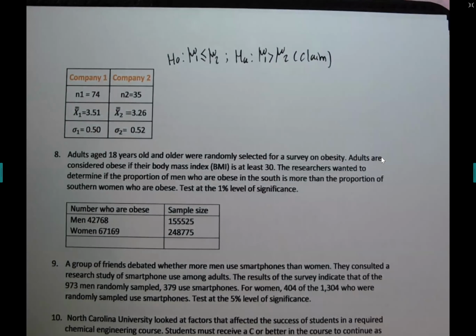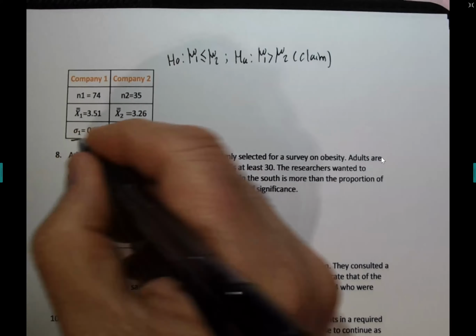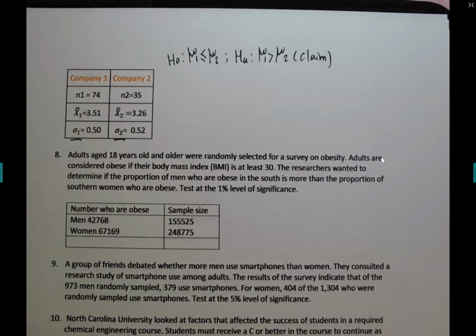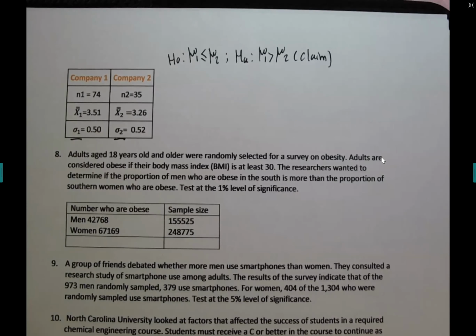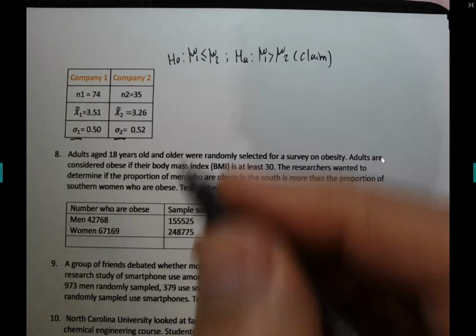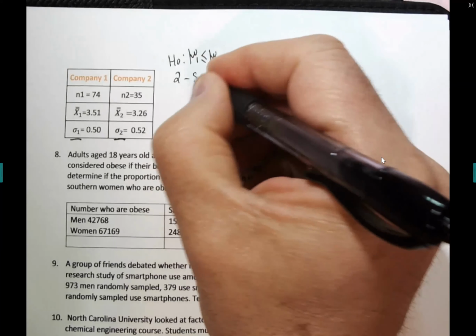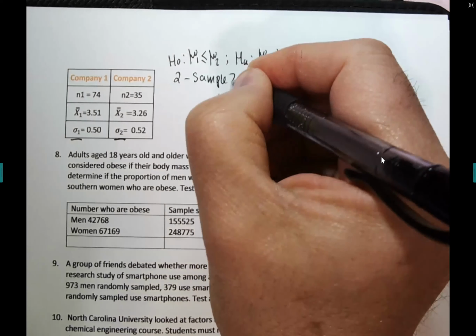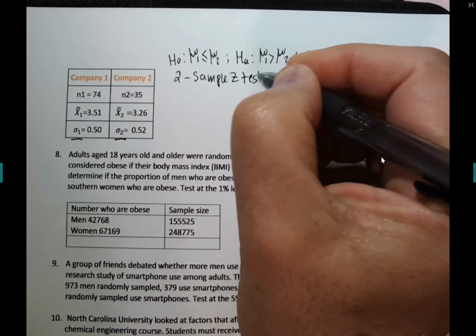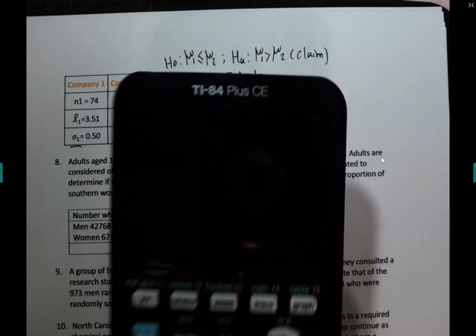Okay, look at the table, guys. What kind of test is it going to be? A 2-sample z-test. Z-test, because he gives you sigma 1 and sigma 2. He didn't give you S1 and S2, and he didn't say anything about population variances being equal or not equal to use a 2-sample t-test. So it is a 2-sample z-test. Okay, let's run the test together.